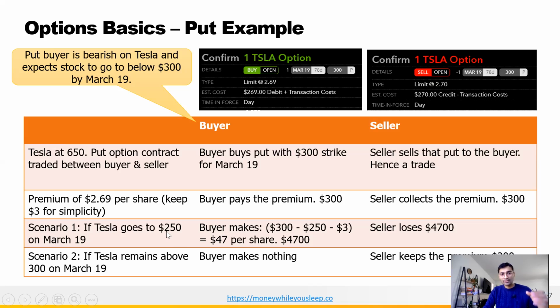So Tesla has gone below $300 as the buyer wanted. The buyer was expecting that Tesla would crash. Tesla has actually crashed in this scenario 1, so the buyer is winning this bet.